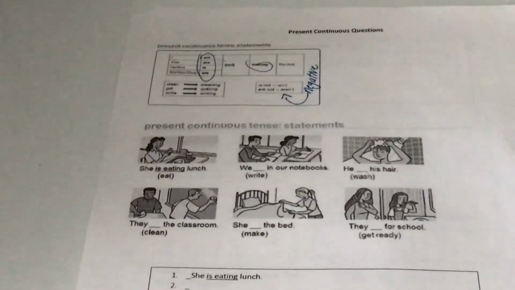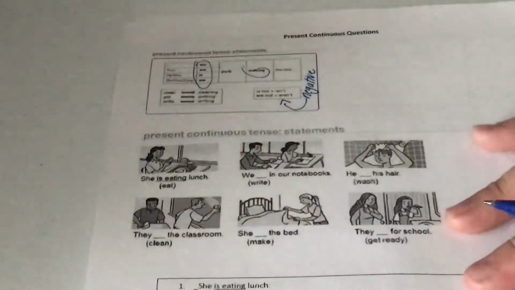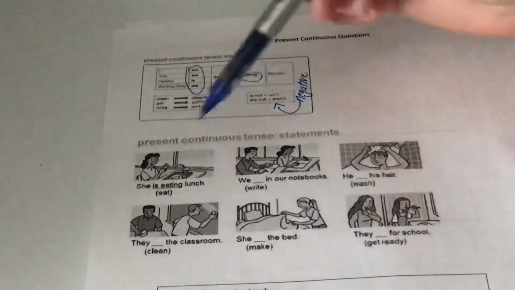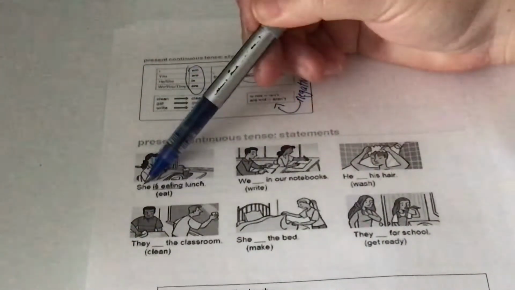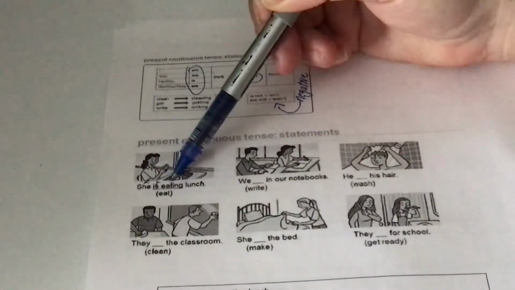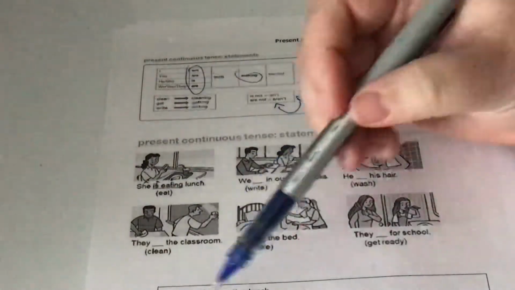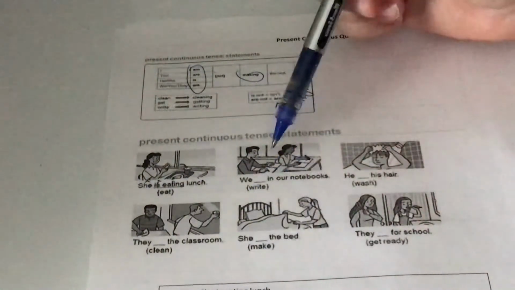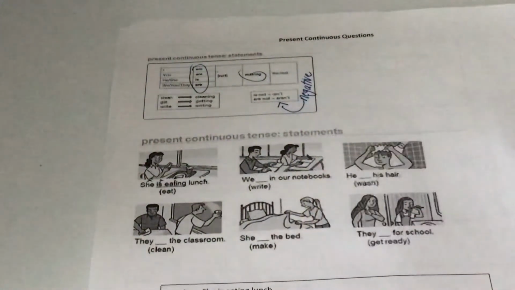Alright, so let's practice. Again, this should be reviewed because we did this like last week or 2 weeks ago. I can't remember now. Alright, so in the first one, she is eating lunch. I've got my subject, my helping verb is, my present continuous verb, eating, and then lunch. So that one is done for you. And the rest of these, I just want you to go ahead and fill those out.